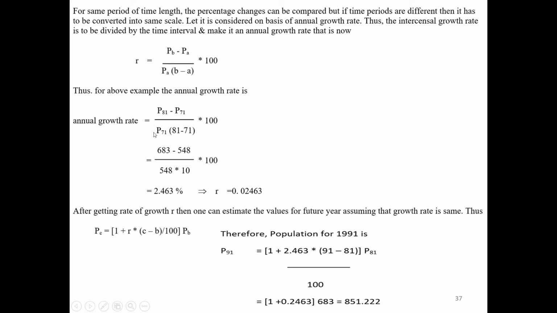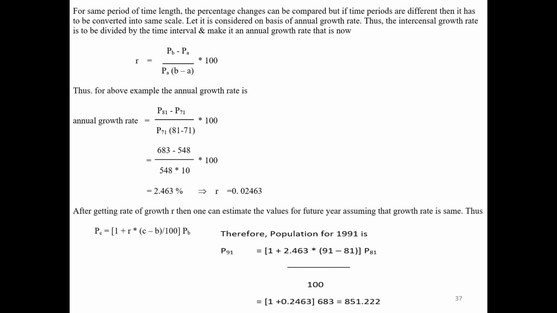So P81 minus P70, divided by P70, multiplied by 81 minus 71, and overall multiplied by 100. So it works out to be 683 minus 548 divided by 548 multiplied by 10, and the whole multiplied by 100. So the growth rate works out to be 0.02463. So we are able to get the rate of growth, and from this one can estimate the values for the future year, assuming that this will be the growth rate. Multiplying by 100, it will go to 2.4 percent growth rate.